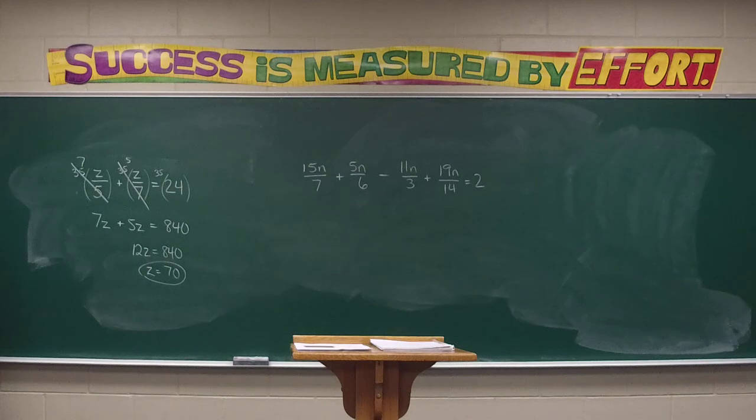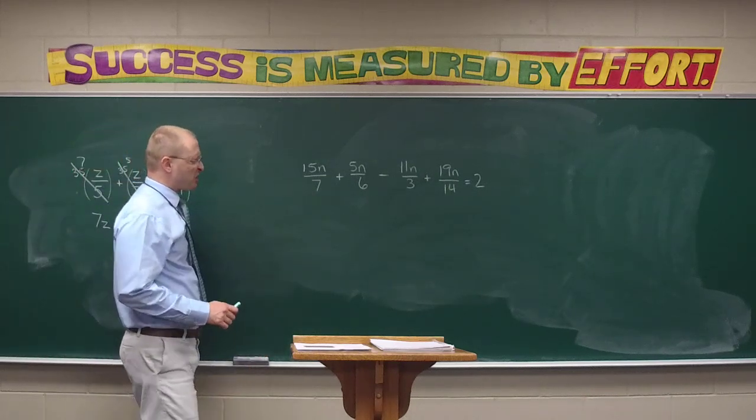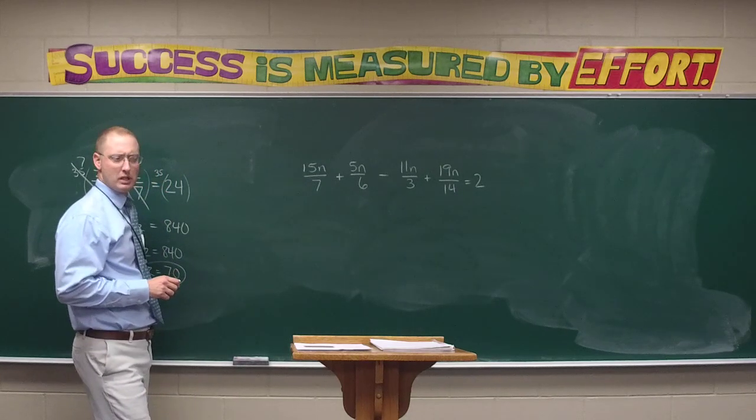All right, questions? I got it now. I wasn't comprehending it at first, but now it makes sense. Okay, let's go to the next one. Ooh, 7, 6, 3, and 14. That's not quite such an obvious LCD, right? What is the LCD? 42.